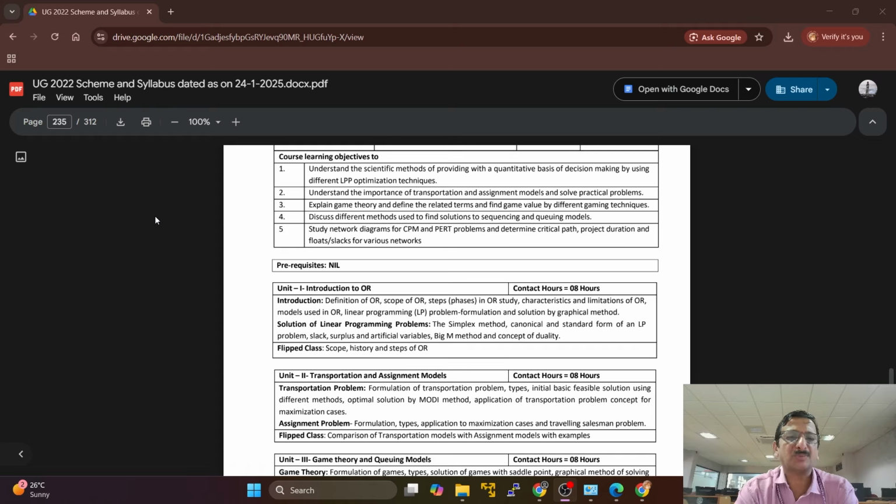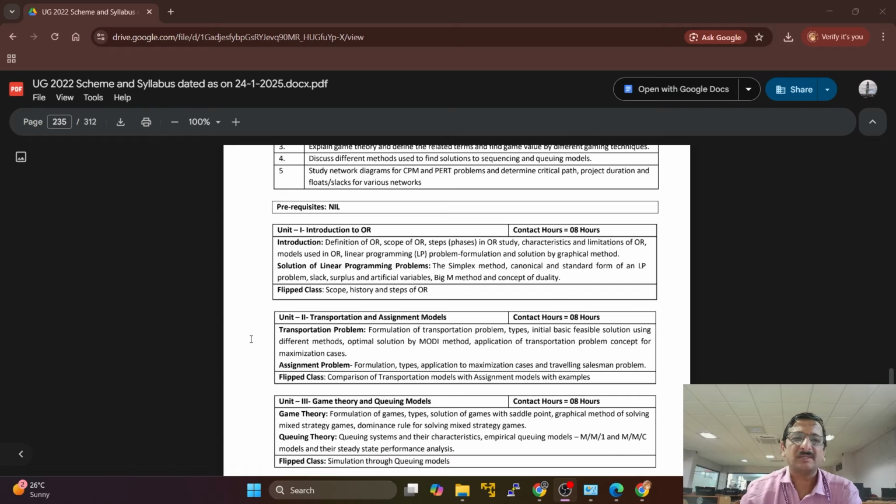The second unit is the transportation and the assignment model. The transportation and the assignment model deals with how you are going to use the various OR models to minimize the cost or maximize the profit. Whenever transportation is there, you have to look at where the destination is, where the source is, and how the cost can be minimized. And for that, we use different methods such as the northwest corner method and the MODI method. Okay, and to get the initial feasible solution using the different methods, those things will be dealt with in detail.